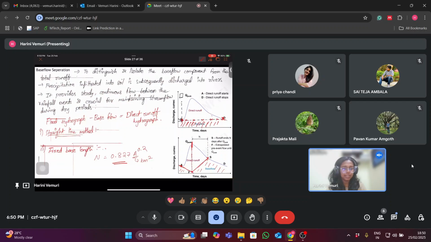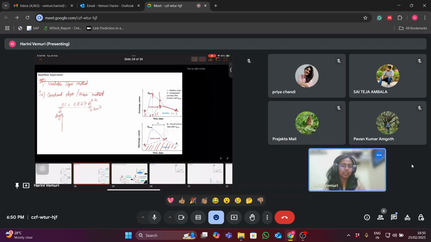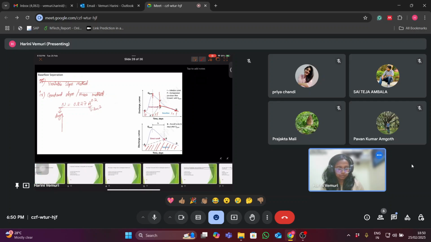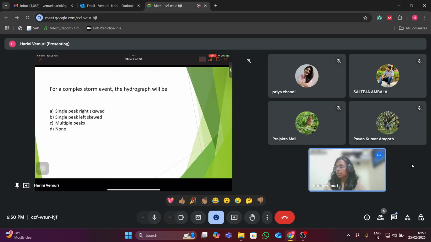So the methods that we discussed on how to separate base flow: is this clear? First one is the straight line method. Second one, fixed base, variable slope method, and also we have discussed the constant slope method. If you guys have any questions, you can ask me in this part. So, if there are no questions, I'll just go through some problems and questions related to that.